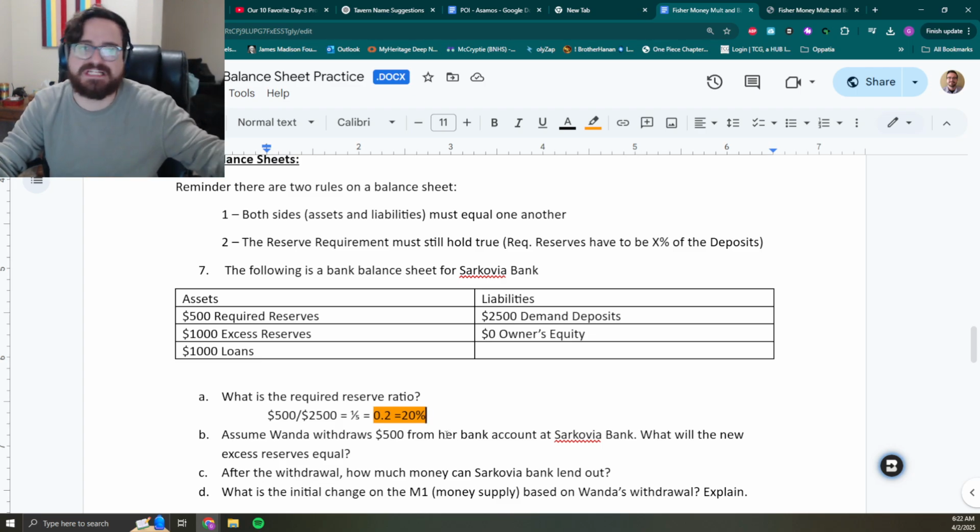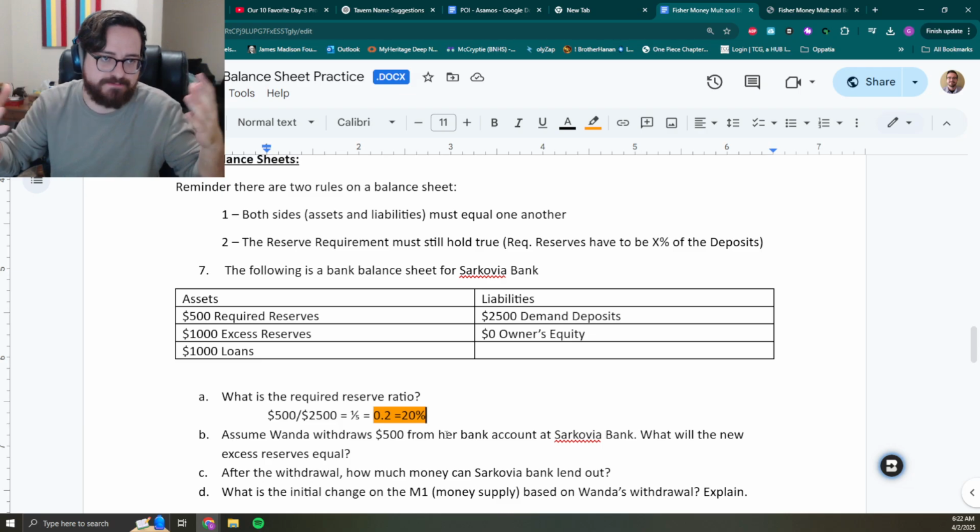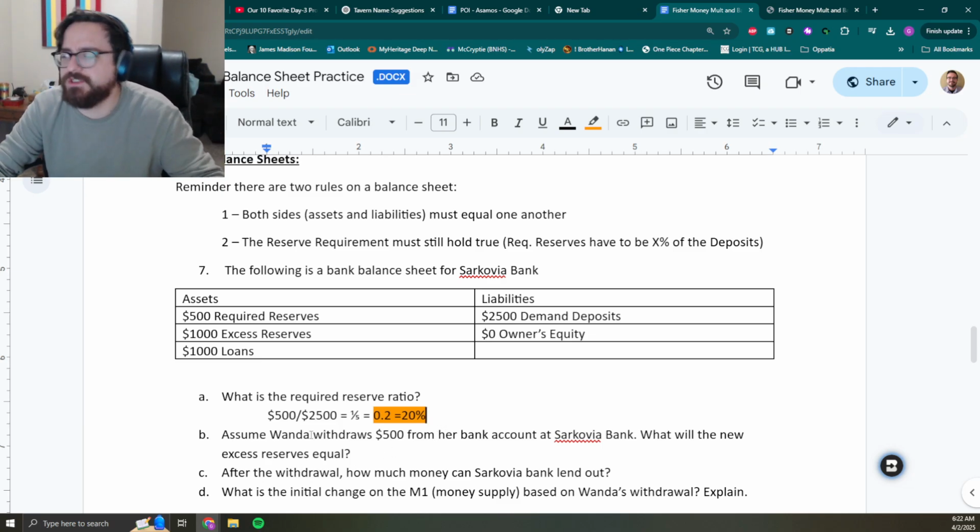Okay, B and C is where this gets funky, so you're gonna have to strap in for this part. Assume Wanda withdraws $500 from her bank account at Sarkovia Bank. If you're wondering, I am a nerd. This is a Marvel reference. Wanda withdraws $500 from her bank account at Sarkovia Bank. What will the new excess reserves equal?